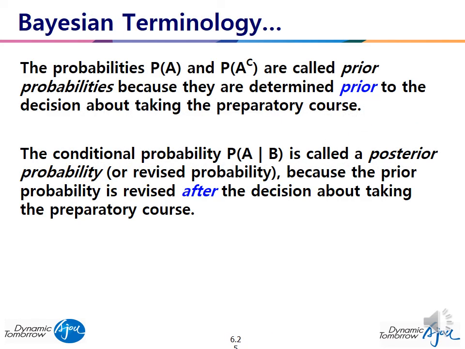Now let's see some Bayesian terminology. The probability A and probability A complement are called prior probabilities because they are determined prior to the decision about taking the preparatory course. The conditional probability, probability A given B, is called posterior probability or revised probability because the prior probability is revised after the decision about taking the prep course. So here I explained what prior probability and posterior probability are.